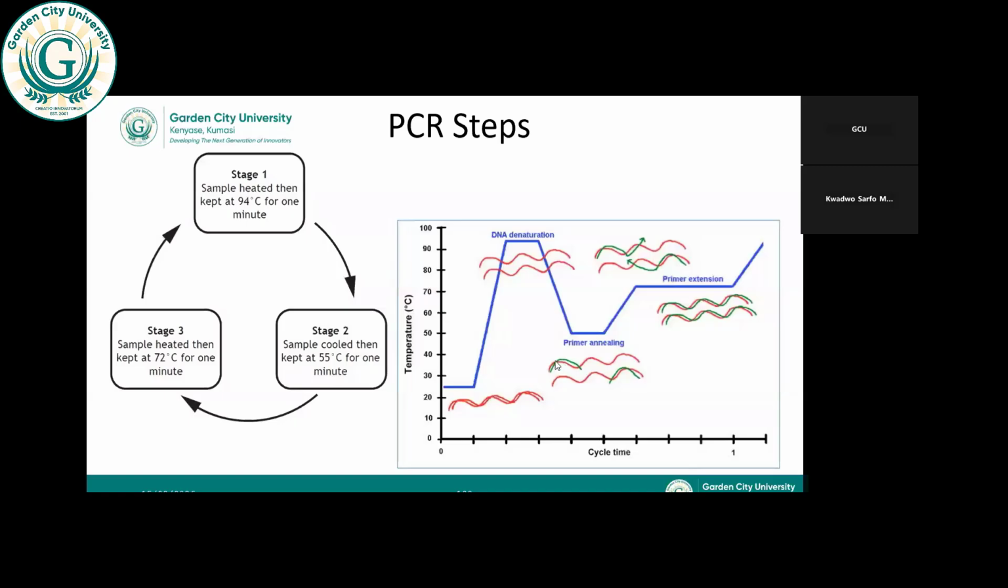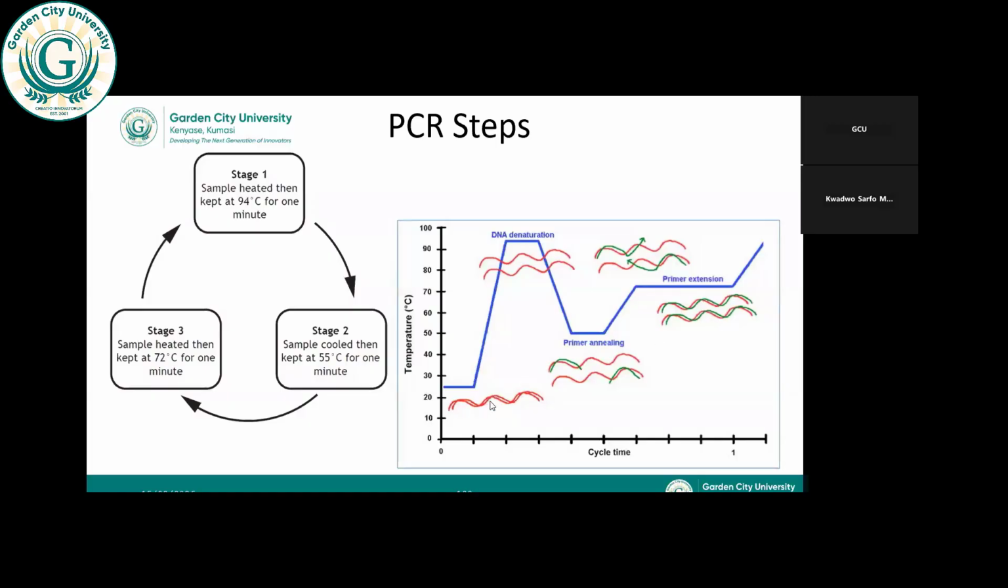Then, once there is binding, it will remain at this state until you increase the temperature again. At this time, not to 95 degrees Celsius or 94 or 98. If you increase to 98, it will become single strands again. But at 72 degrees Celsius, the polymerase enzyme will add nucleotides to elongate the primers, this one that's bound to the target of the virus, so that you have a double strand and another primer will also be extended or elongated. So you have two double strands.